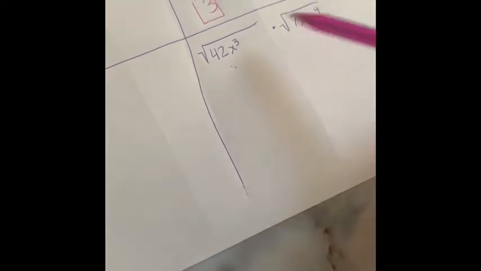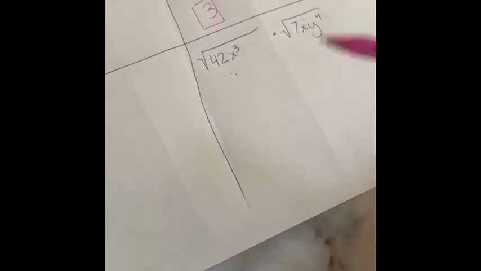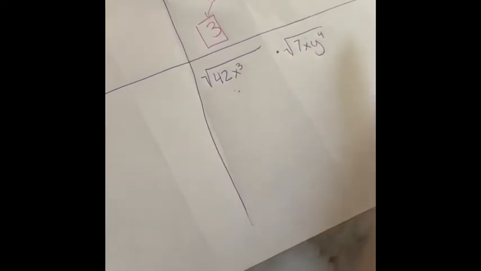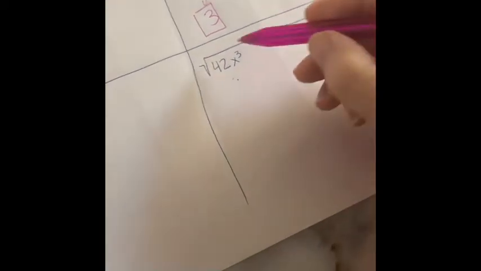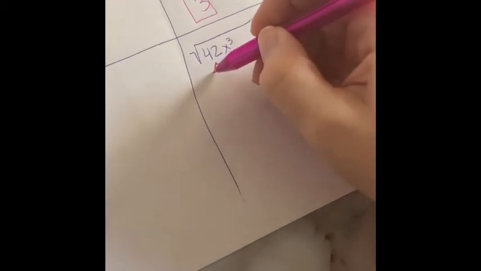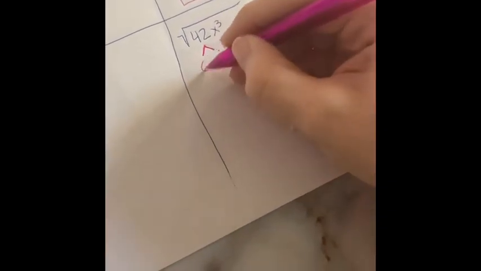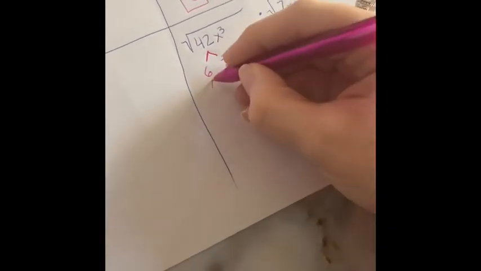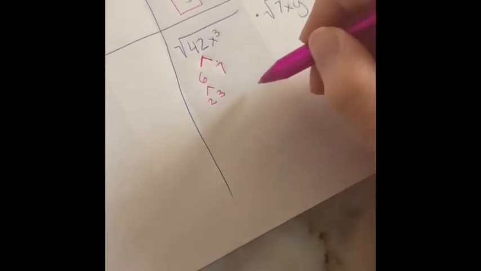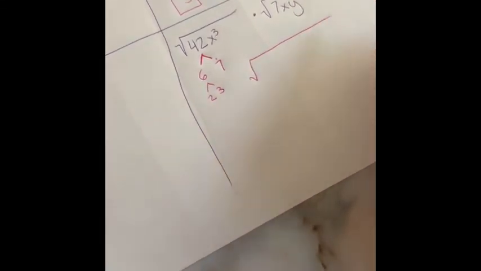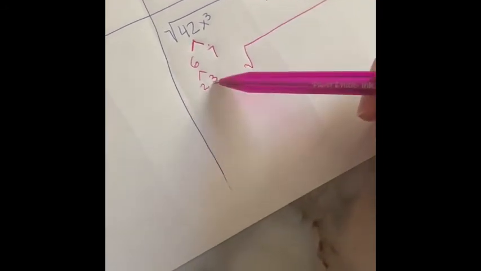Alright, so this one here, we've got some letters involved as well. So we're going to start with 42. 42 is a bigger number that has a factor tree. 42 is 6 times 7. And 6 is 2 times 3. Alright, so I'm going to make my list in my radical. I've got 2, 3, 7, and 7.